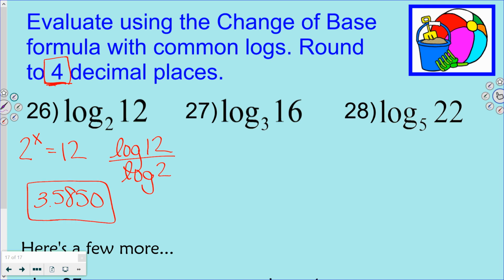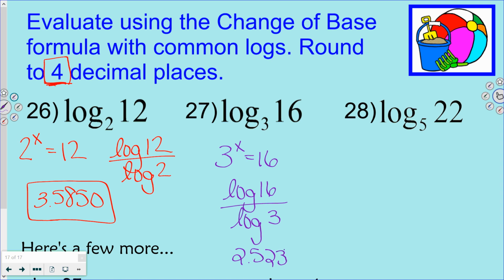All right, take a look at the next one. What is this asking? Don't just give me an answer. What is this asking you? Good. So that's what it's asking. So log of 16 divided by log of 3. 2.5237. That one didn't have to be rounded.